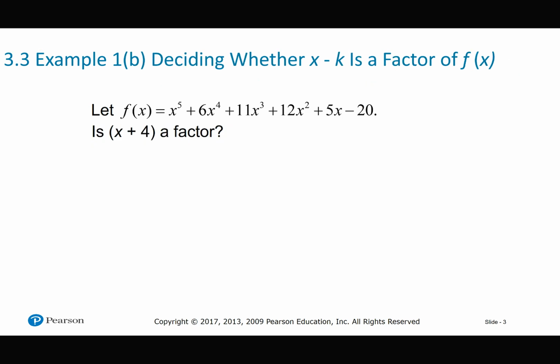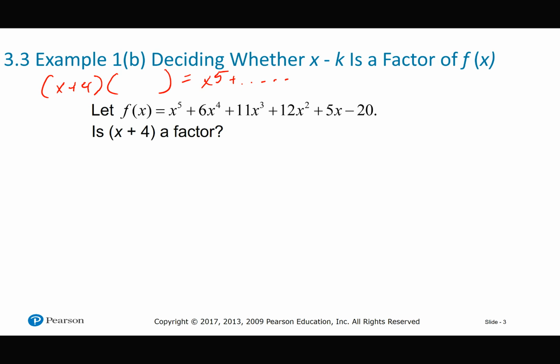Okay, let's look at this one. We have some function x to the fifth plus 6x to the fourth plus 11x cubed plus 12x squared plus 5x minus 20. Is x plus 4 a factor? Let's actually work this one all the way out, and let's figure out what that other one is. So x plus 4 times something has to equal that big long polynomial.